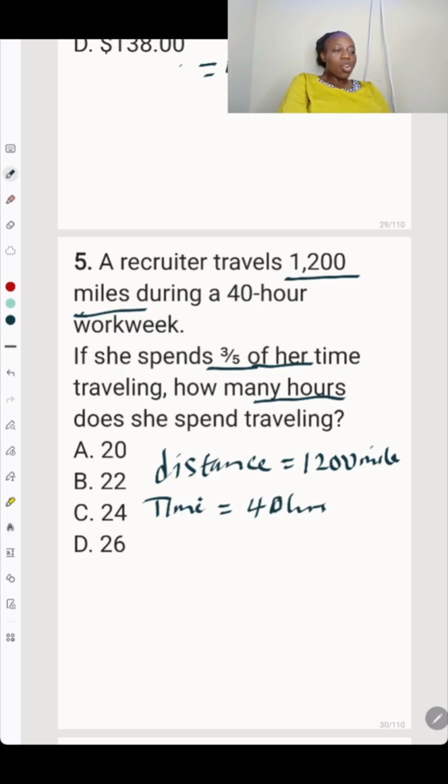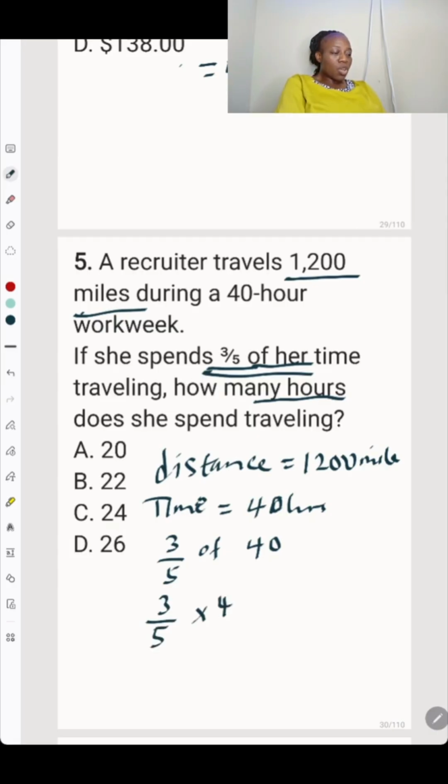And she used 3 over 5. So this is going to be 3 over 5 of the time spent. And the time is 40. So this is not referring to distance. It's referring to the time spent, right? So divide by 40. This is going to be what? 8. This is going to be 8. And that will be what? 3 multiplied by 8. That will be 24 hours.